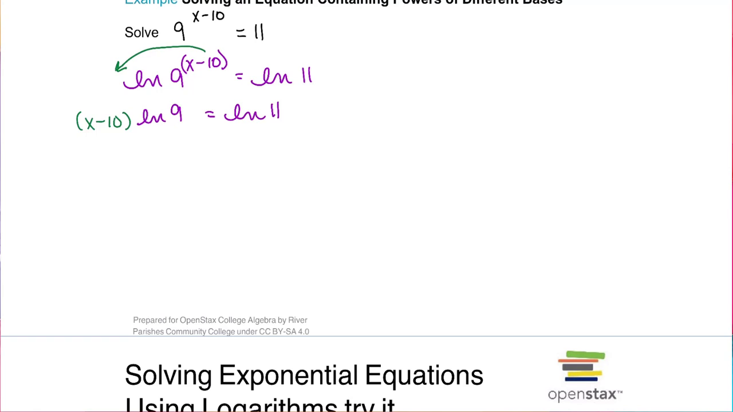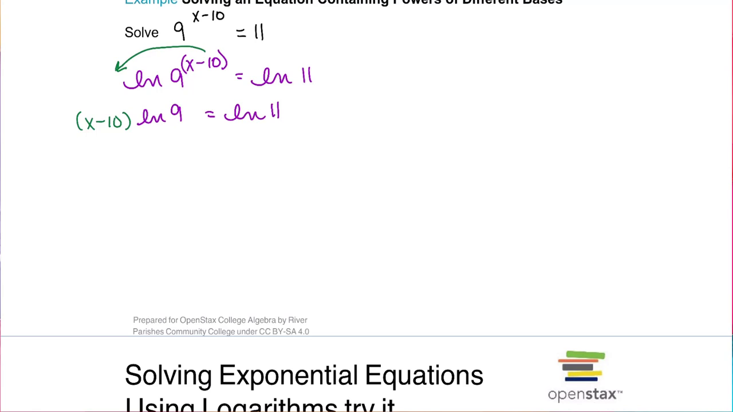All right, now there are so many different ways that you could go with this. If you were to find a question similar to this in OpenStax, they would distribute the ln to both terms here, the x and the minus 10. But honestly, remember your goal is to get the x by itself. So what we could do is, I know that I don't want the ln of 9 on this side because I want x minus 10 by itself.